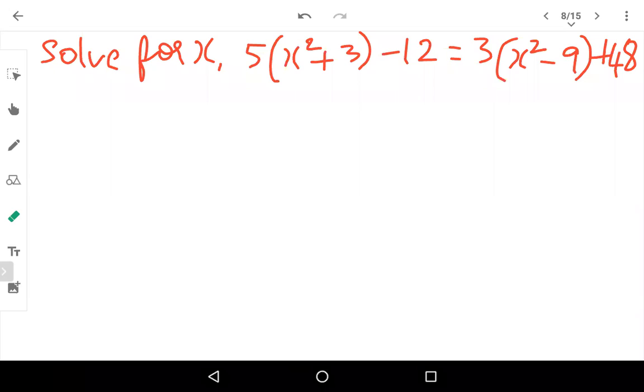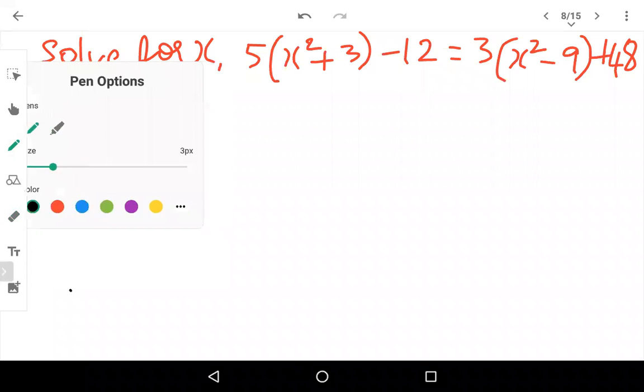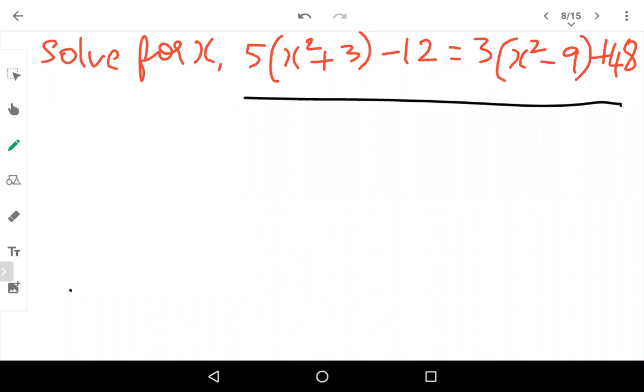From the question paper to the answer sheet, you have to write down the question correctly. Do not miss any sign, do not miss any square or anything. You just have to copy down this part of the question. If you copy it down, that is enough. Don't write "solve for x" and all. Okay, so let us start solving this problem.